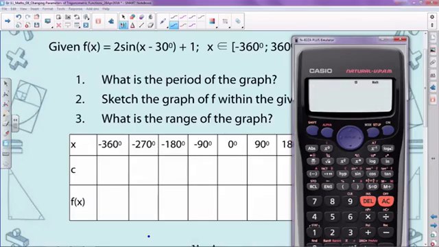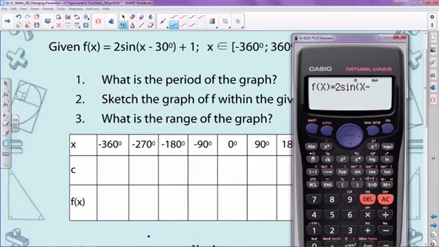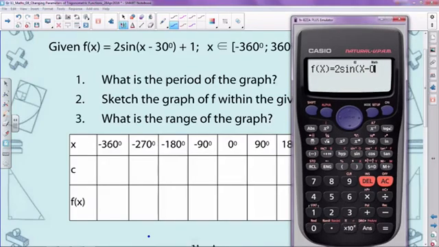Now, recapping on using your calculator and getting your table right, you go to mode 3. Your f of x is 2 sine of (x plus 30) plus 1. You are starting from x equals minus 360 and you're stopping when x is 360.